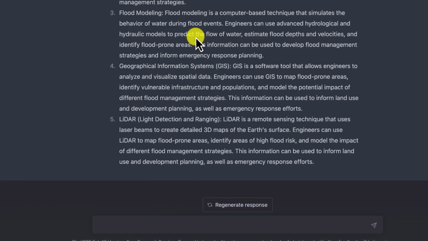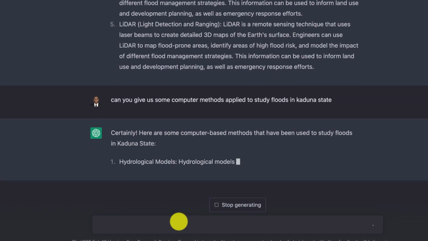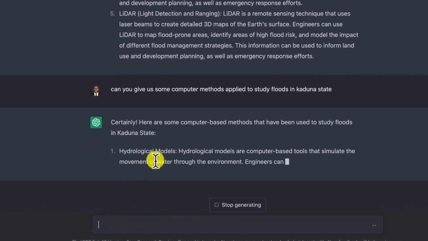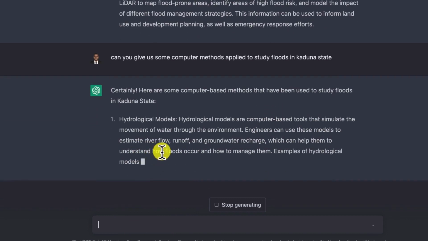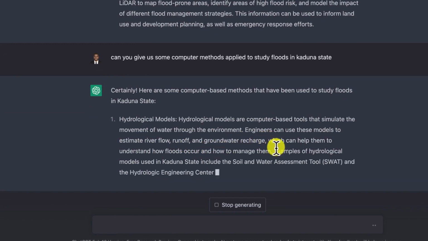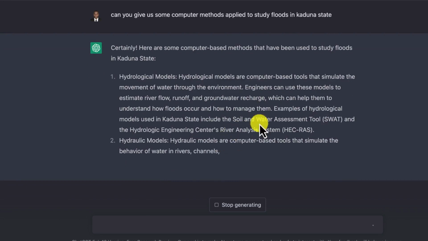Okay, so you can go ahead and keep asking more and relating more. You can say, what are some of the computer modeling methods that have been applied to study flood problems in Kaduna State. So you can say, can you give us some computer methods that have been applied to study? Certainly, there are some computer-based methods that have been used to study floods in Kaduna State. So you can see hydrological models. Okay, you can see engineers can use models such as to estimate river flow, runoff, groundwater recharge, and can help them to understand how floods occur and how to manage them.